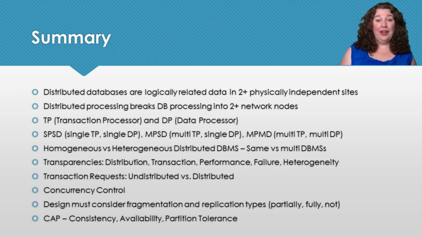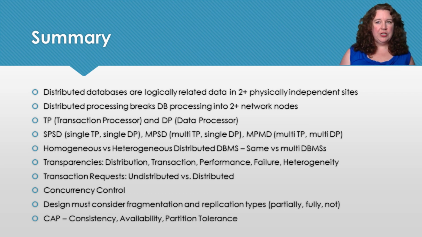So in summary for chapter 12, distributed databases, they're logically related data that's in two physically independent sites. We're going to take our data and we're going to split it. We're going to put it in two places. Breaks the database into two, processing turns it into two network nodes. So the network nodes are the things doing the transaction processing, and the database is the thing that exists in the data server. We have our transaction processor versus our data processor.